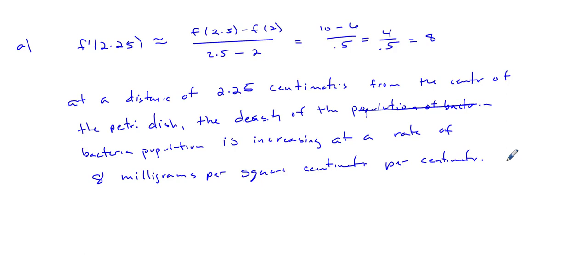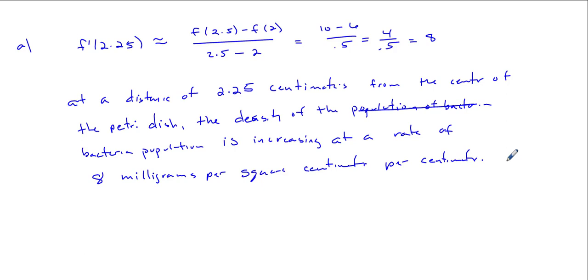That means if you have this bacteria in a petri dish, as you're getting away from the center, the density of that bacteria is increasing at a rate of 8 milligrams per square centimeter per centimeter. So it's not like a time period, it's a distance now. As you're getting away from the center, you have more bacteria. The density is increasing on the outside, right?